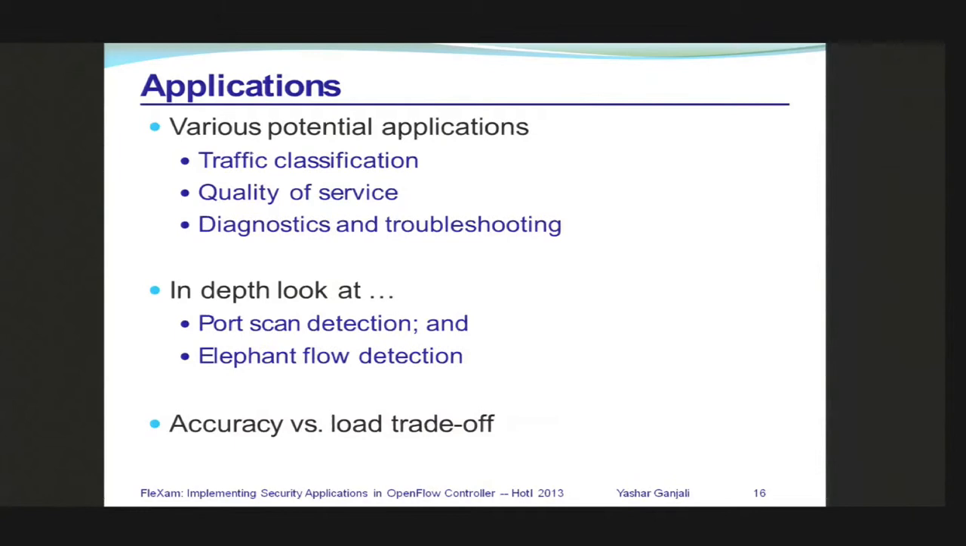And we believe there are a lot of applications that can use something like this. Traffic classification, quality of service, diagnostics, and troubleshooting are examples that come to my mind. But what I'm going to do next is to talk about port scan detection as an application that can rely on a scheme like this. And along the way, I need to talk about elephant flow because we need elephant flow detection for port scan. And for both of these, I'm going to talk about the accuracy as a function of the load we are generating in this network.